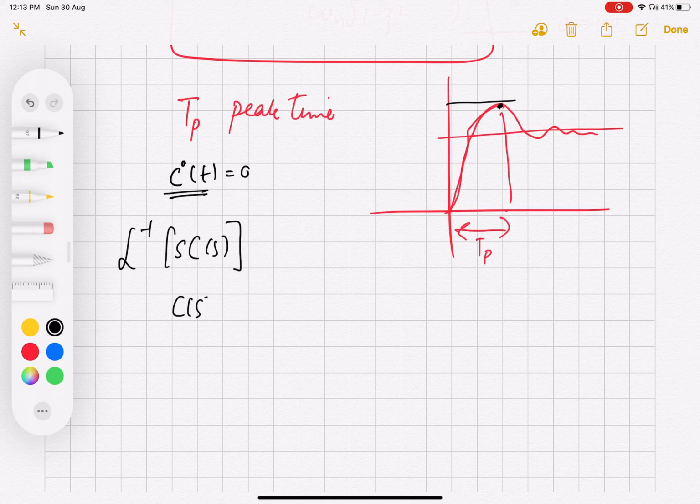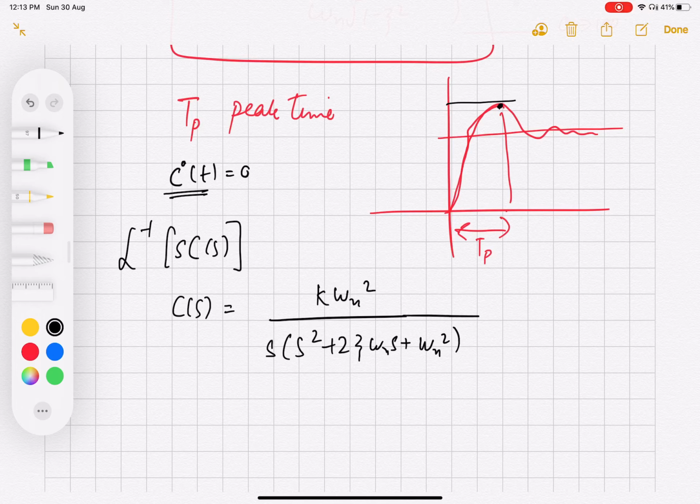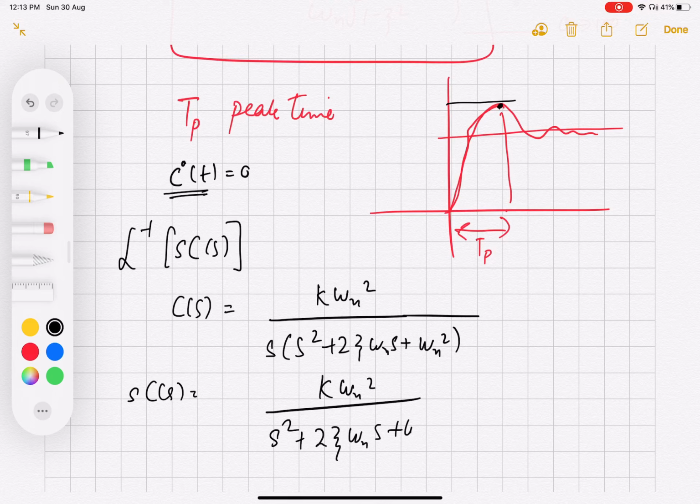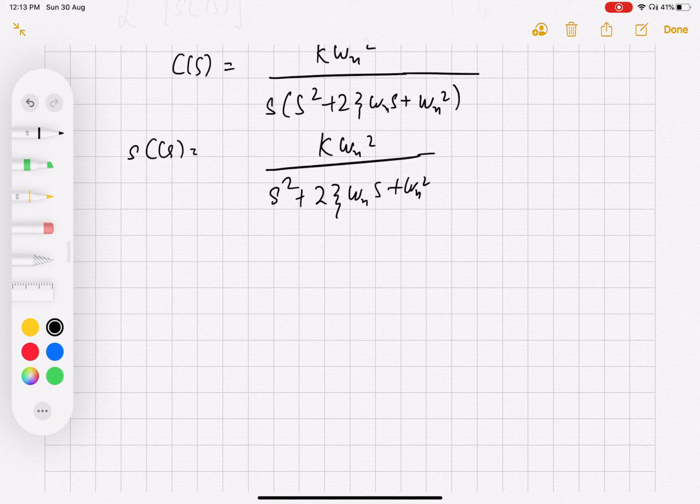So your C(s) is actually k omega n square over s square plus twice zeta omega n s plus omega n square. We already know this. So sC(s) is going to be k omega n square s over s square plus twice zeta omega n s plus omega n square. Now you can find the Laplace inverse of this very easily because we have already derived this.